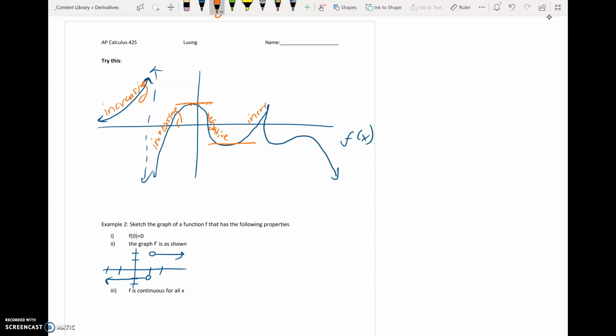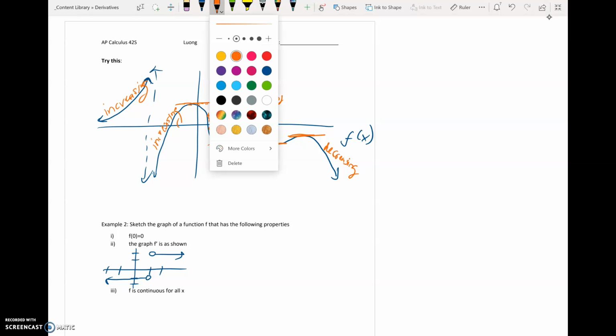Increasing. And then decreasing. Flat here. Flat here. Slightly increasing here. And then decreasing to the end.